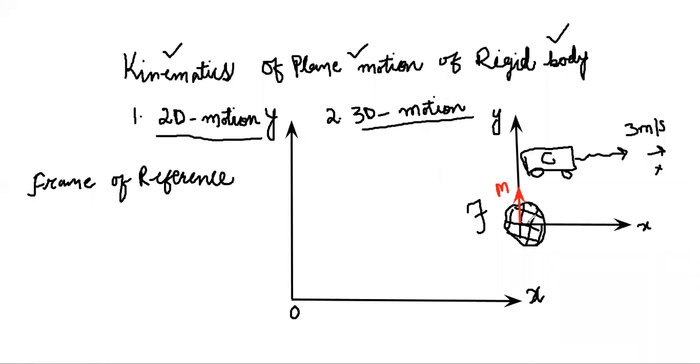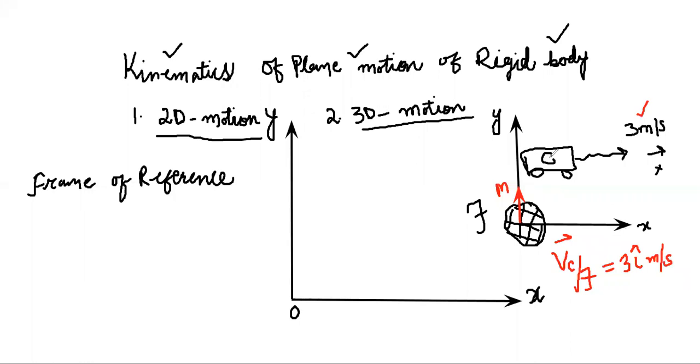The person on the ground is saying that the car is moving along the x-axis with a velocity of 3 meters per second. We write this as velocity V, the velocity of the car with respect to the person on the ground, that is, with respect to the ground frame of reference, and its value is 3 i cap meters per second, along the x-axis.